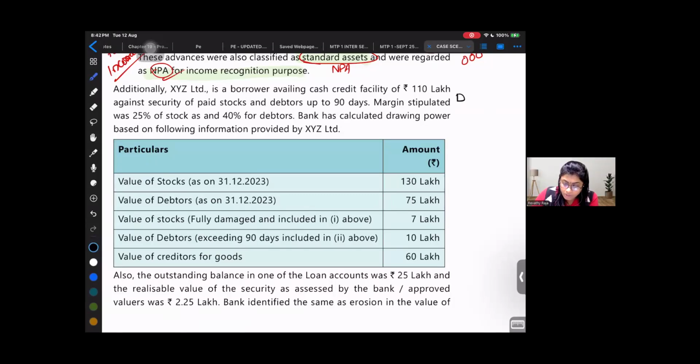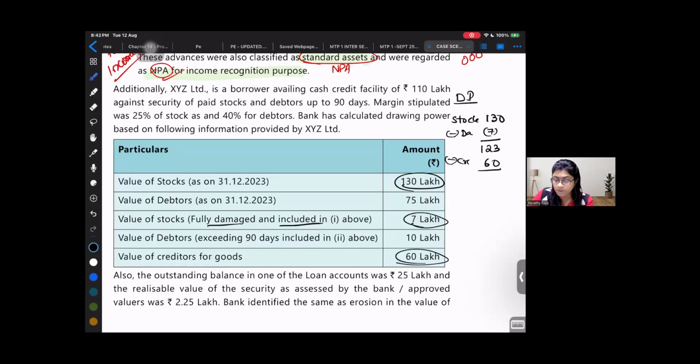Drawing power is equal to stock. How much is the stock? 130 lakhs. From stock, you have to reduce the damaged goods. Damaged goods 7. Now when you reduce 7, it will be 123. Now from that you have to reduce the creditors. Creditors is 60. Someone help me out. 123 minus 60. No one is helping me. 63. Thank you. So this is called the eligible stock.